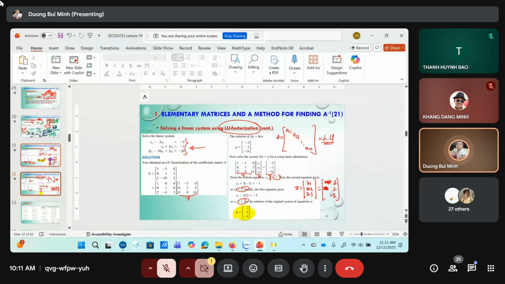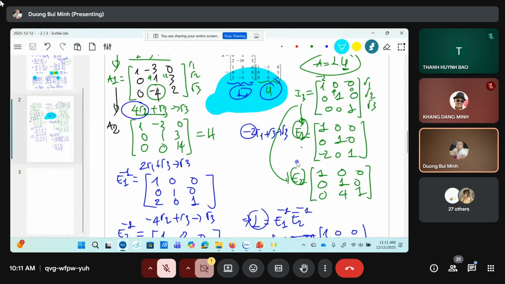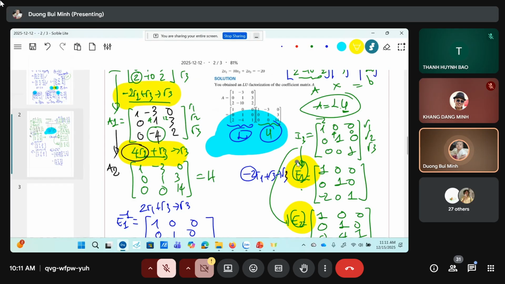Yes, I emphasize this many times. When we calculate E1 or E2, we need to apply the elementary row operation to I3. That means we get E1 from I3, and you get E2 from I3. I draw the arrow here. We cannot get E2 from E1. No. You get E1 and E2 from I3.